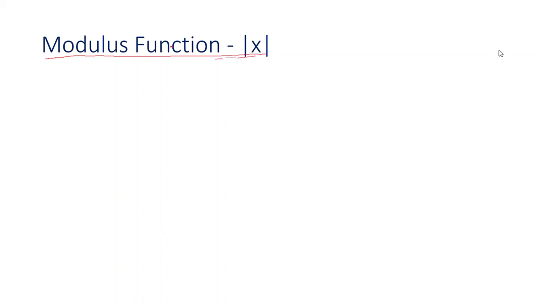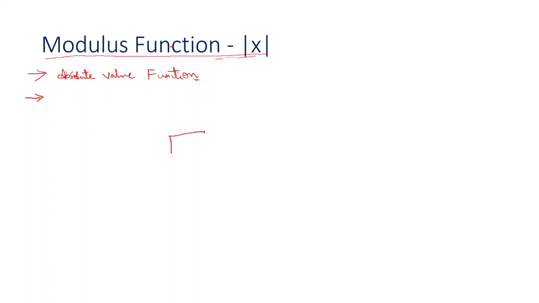Modulus function, this is also called as absolute value function. So what is this modulus function or absolute value function? This is a type of function that gives us absolute values. No matter what value or what number you give, the final output will be absolute or positive. The final output will always be positive.